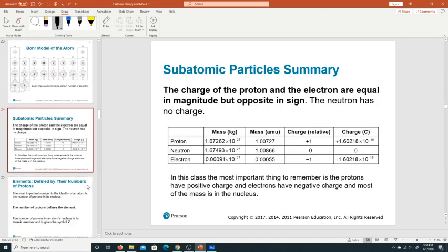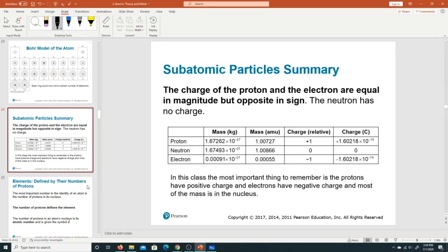So this is a quick summary of different particles. Notice that protons and neutrons have essentially the same mass, 1.67 times 10 to the negative 27 kilograms. If you look at electrons, they're much lighter in mass, 0.00091 times 10 to the negative 27, so they're essentially 1,000 times smaller in mass. Here's the same mass in terms of atomic mass units. Neutrons are 1.008 versus protons at 1.007 atomic mass units. Electrons are 0.0005, so you can see it's much smaller.